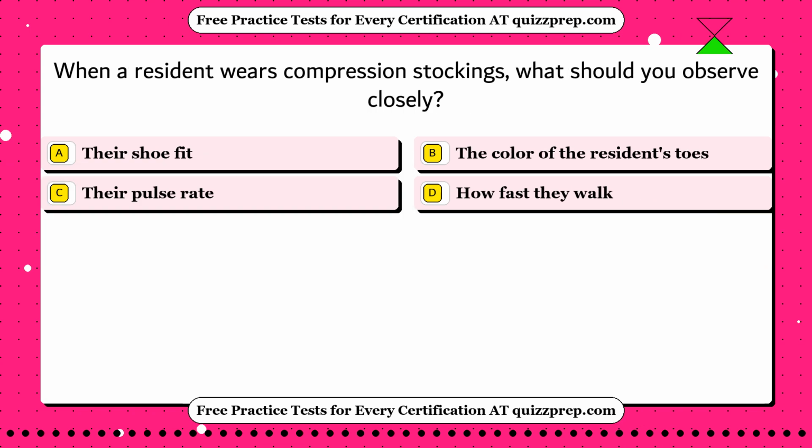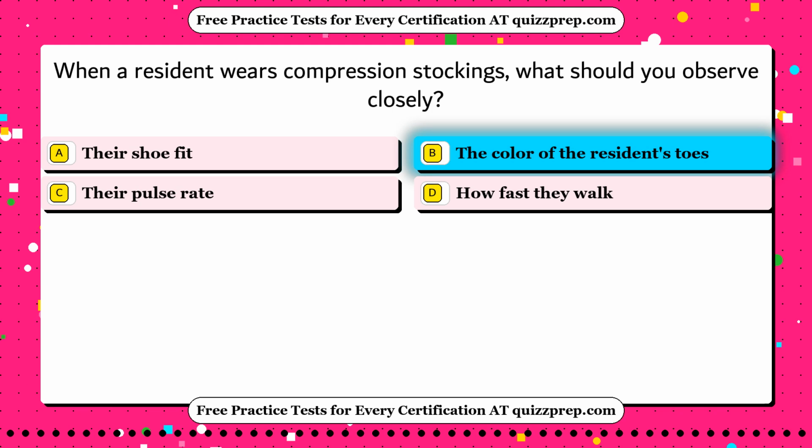Question 173. When a resident wears compression stockings, what should you observe closely? Option A, their shoe fit. Option B, the color of the resident's toes. Option C, their pulse rate. Option D, how fast they walk.